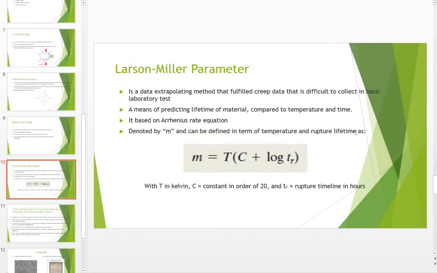So the parameter, denoted by m, has an equation in terms of temperature and rupture lifetime as the one that's being shown right now, in which T is the temperature in Kelvin, C is the constant, usually on the order of 20, and t_R is the rupture lifetime in hours.